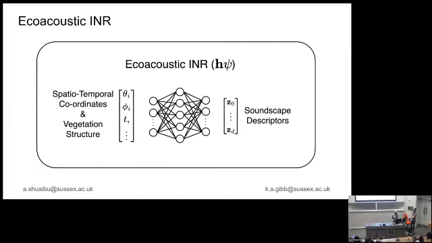This is a graphical representation of our architecture, where the input to the INR is the spatial temporal coordinates. Here, theta and phi are the latitude and longitude representing the location of your recorder, and T is the time at which that particular recording was taken. We have other inputs such as vegetation structure, which is a measure of greenness of that location. We pass all these as inputs to the INR, and in turn it predicts soundscape descriptors, which could include histograms, latent features from a deep learning model, or even acoustic indices that Kieran spoke about.